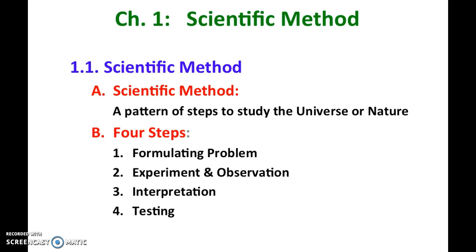Formulating problem, experiment and observation, interpretation, and testing. First, you formulate a particular problem that you want to study. Then you do some experiments and observation to have information or collect more data on this problem. Third, you make an interpretation to this problem. Then at last you test the interpretation.